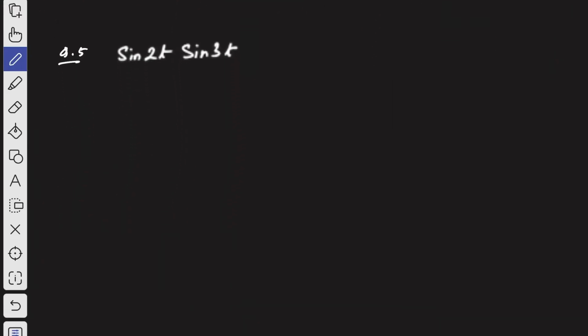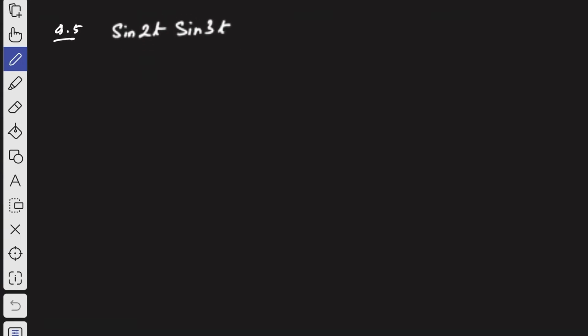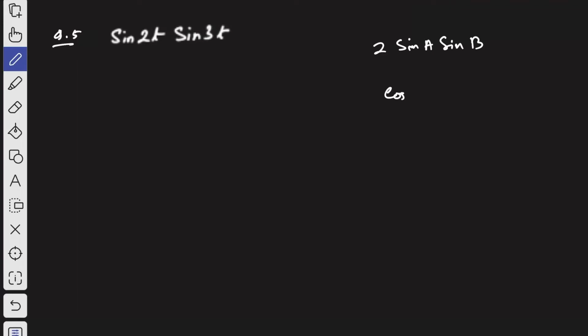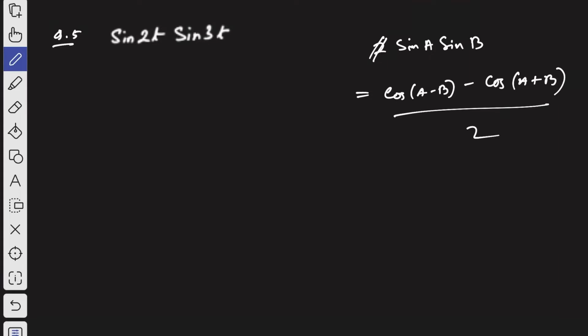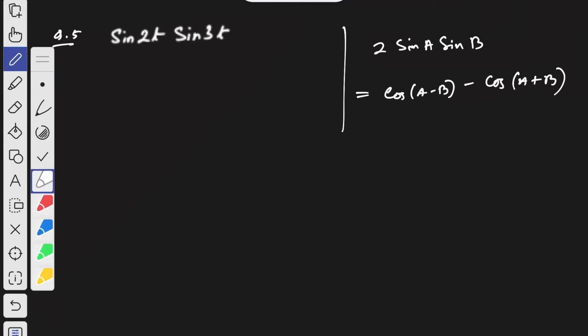So our next question is this. So how to solve this? We know that 2 sine A sine B is equal to cos(A minus B) minus cos(A plus B). That's what we know. So that's why sine A sine B will be half of this, right? So hope you have understood this. Or what we can do, we can simply write this way. So let me show you now.